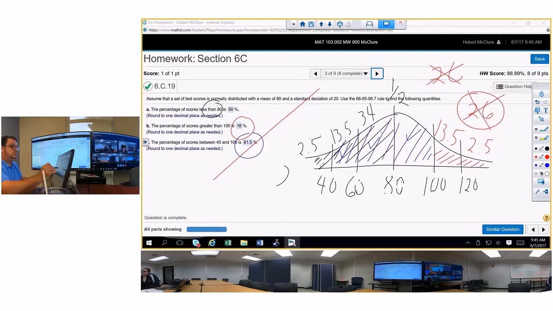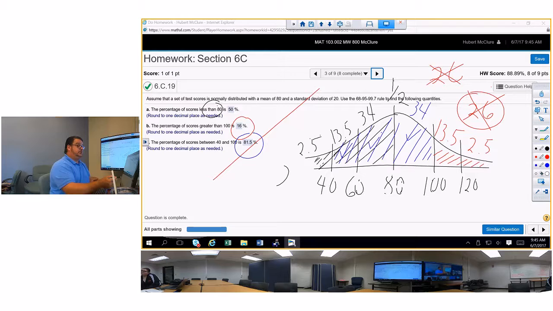Gentle. See, the empirical rule says that this is 2.5, 13.5, 34, 34, 13.5, and 2.5. You put your mean and standard deviation down here, and this one says between 40 and 100. So you start at 40 and go to 100, and then you add up what? 34, 34, and 13.5. You're thinking of the 95%, which falls between 40 and 120. That's normal. But they're not asking you that. They might ask you that, but not in this question.